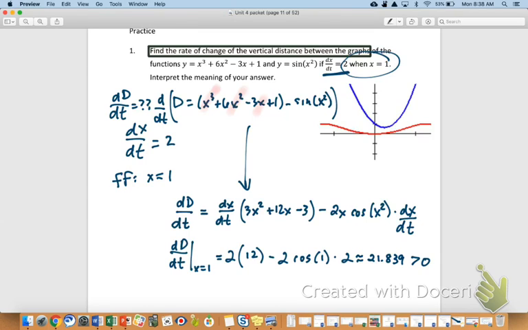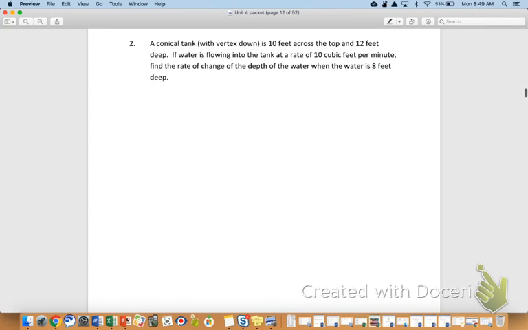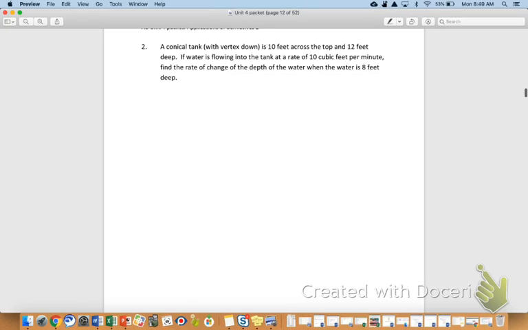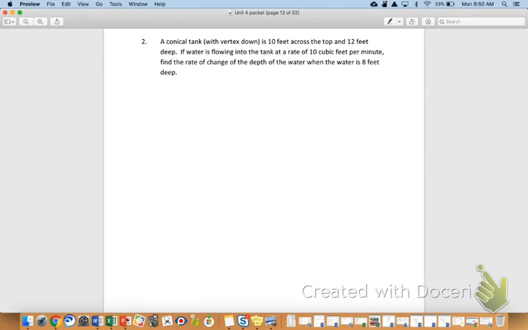Okay, then. We'll finish with another water tank. Yes. Except this water tank is unique. This water tank is conical. It's shaped like a cone with the vertex down. So this tank is 10 feet across the top and 12 feet deep. Water is flowing into the tank at a rate of 10 cubic feet per minute. We're supposed to find the rate of change of the depth of the water when the water is 8 feet deep.